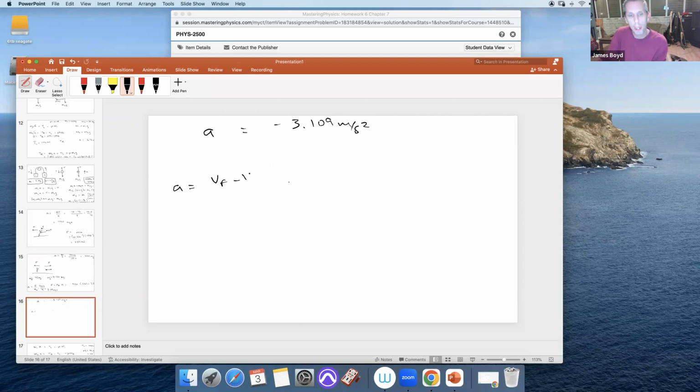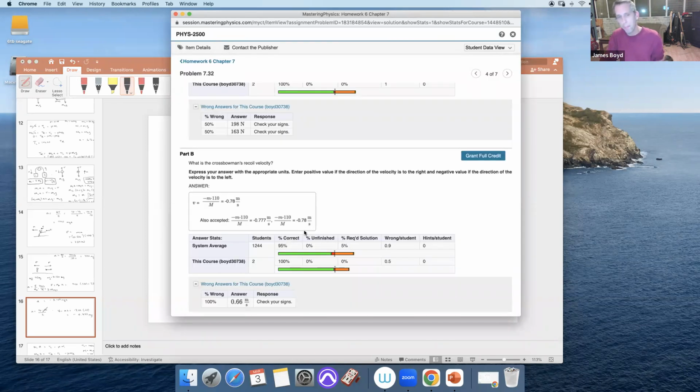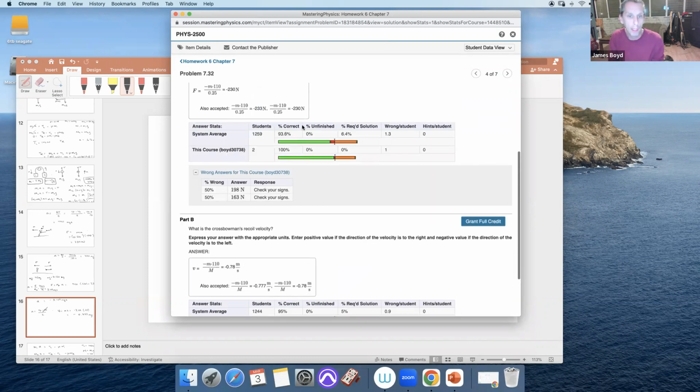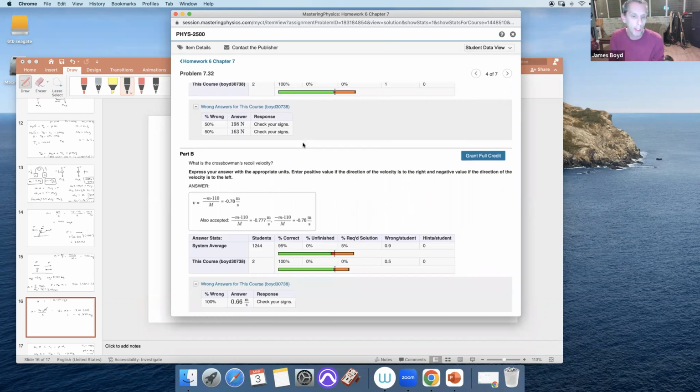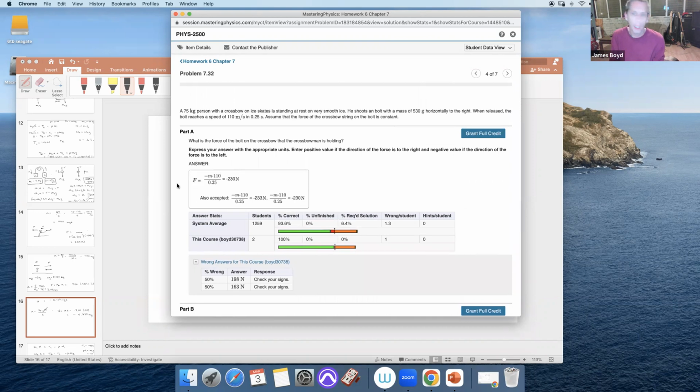acceleration is v final minus v initial over t. We assume v initial goes away, and v final is a t, or negative 3.109 times 0.25 seconds. So times 0.25, that is negative 0.777 meters per second, or 0.78, but it's negative. And this force is negative. So just so you know. Yeah, I'm sorry, I messed that all up.